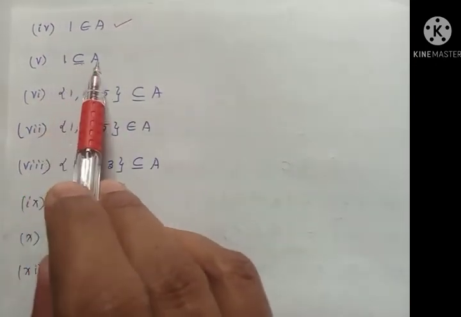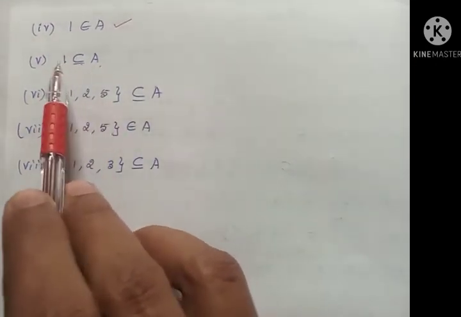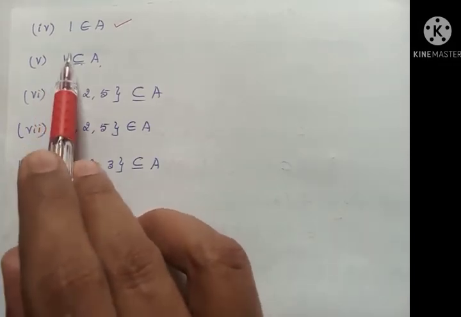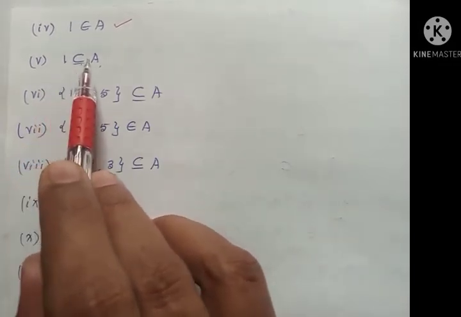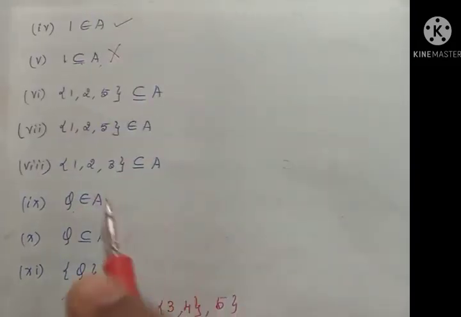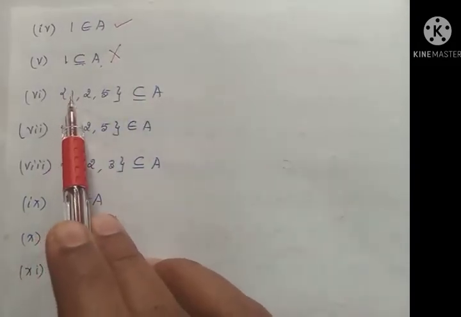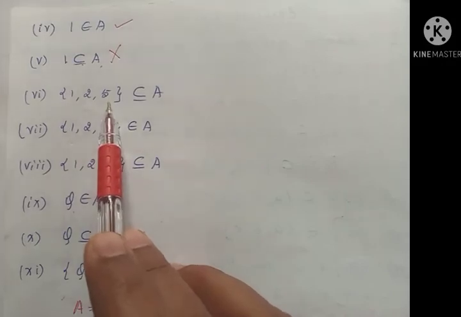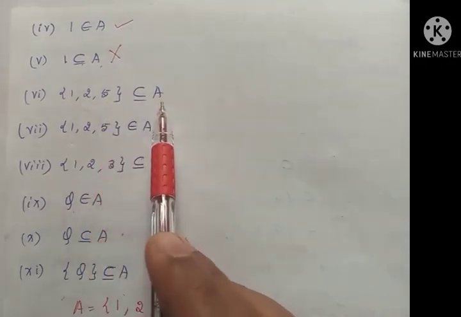1 is a subset of A. No. Actually if you write it within the flower bracket, I can say that yes, this is a subset of A. This is not. The set having the elements 1, 2, 5 is a subset of A. Is this correct or not?